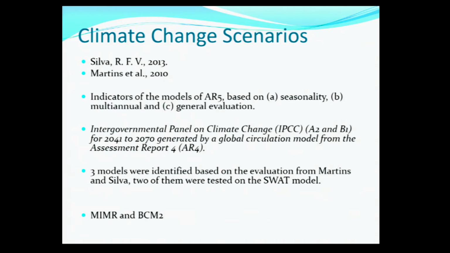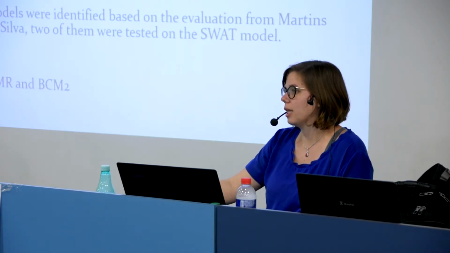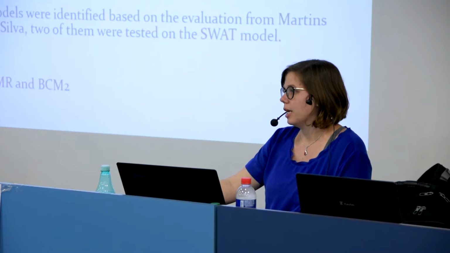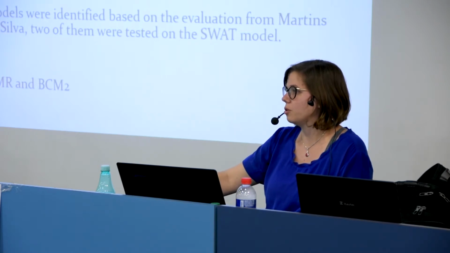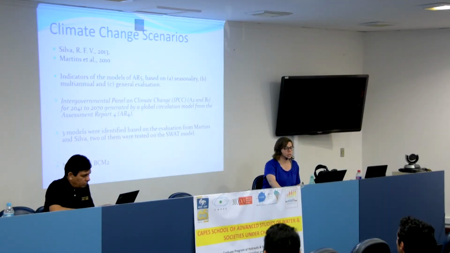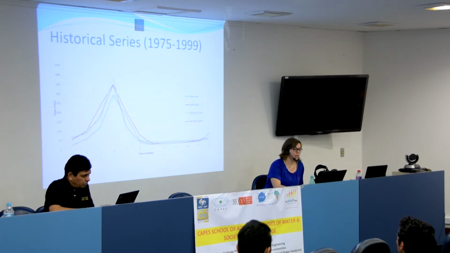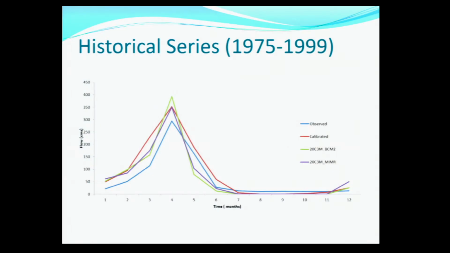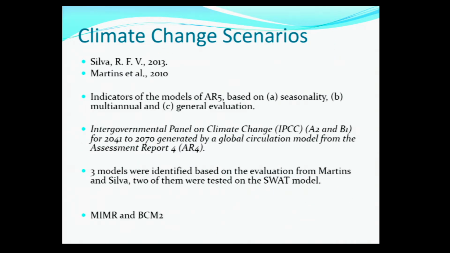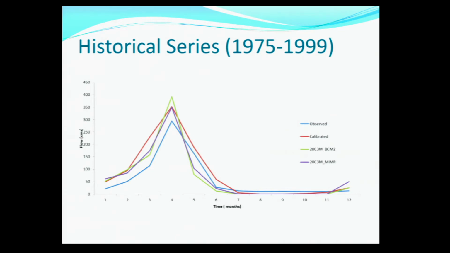And Martins and Silva tried several different model projections and saw what climate models were better assessing the climate variability in the region, and then to select which ones would be probably better to assess climate change. So based on their study, we defined two models to use, two scenarios for climate change. And so we ran the different scenarios here. These are the two scenarios from these different models from 2040 to 2070. That was the case here to assess for the region.